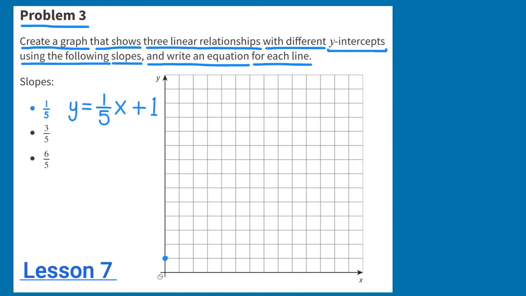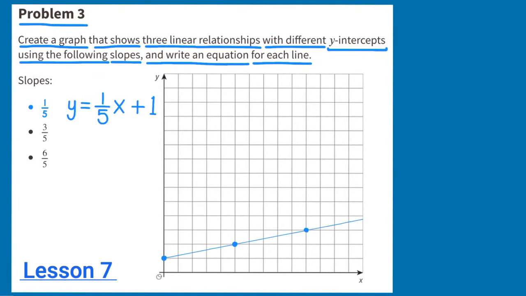We could put some points on this line. Let's go up 1 and over 5. There's another point. Let's go up 1 and over 5 again. There's another point. And here's a look at the line that has a slope of 1/5. The second slope is 3/5. So let's start out with y equals 3/5 times x.